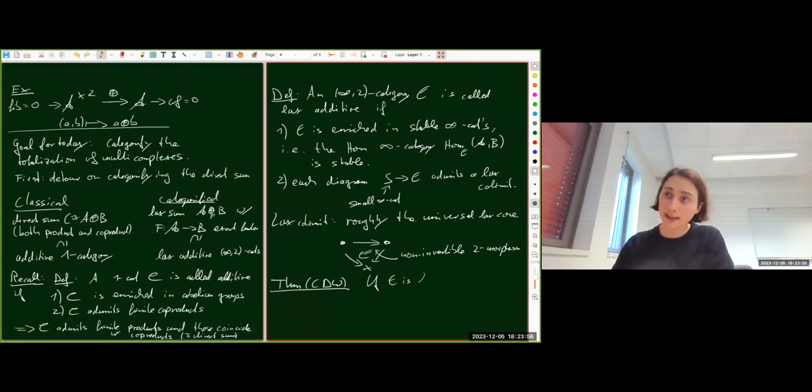if C is lax additive, then the lax limit of any diagram exists and coincides with the lax colimit.